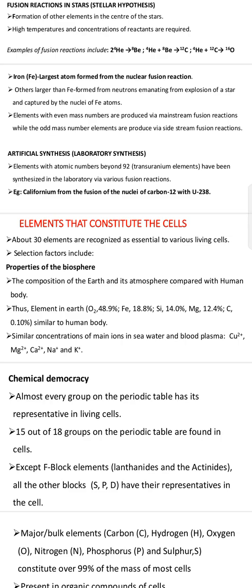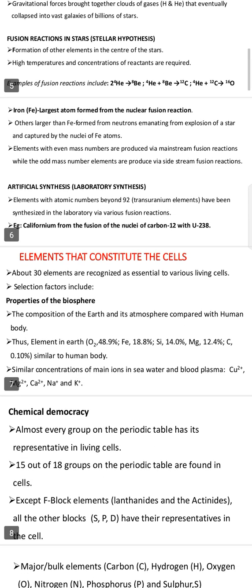The same goes for helium plus carbon. Helium has a mass number of 4, carbon has a mass number of 12. 12 plus 4, you get 16. And this will lead to the production of oxygen, because oxygen has a mass number of 16. So in the fusion reactions, we are combining two elements together in the center of the star to get other elements.